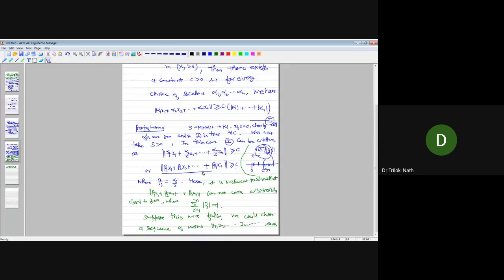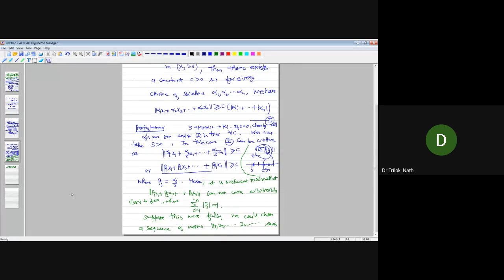Okay, so the meaning is that there is a barrier c, you cannot cross c. That means this sum cannot come arbitrarily close to 0. And suppose this is false, means this is not true, means you can come arbitrarily close to 0. Means you can construct a sequence of vectors choosing beta 1, beta 2, beta n different, that is y1, y2, ym, which converges to 0.